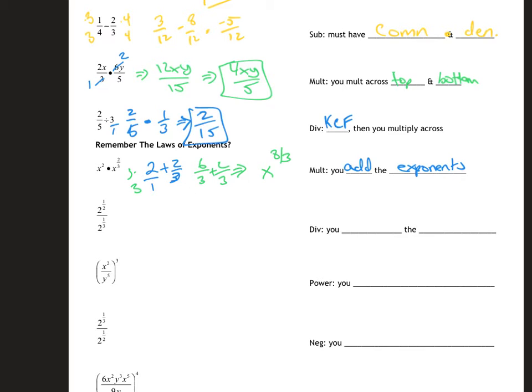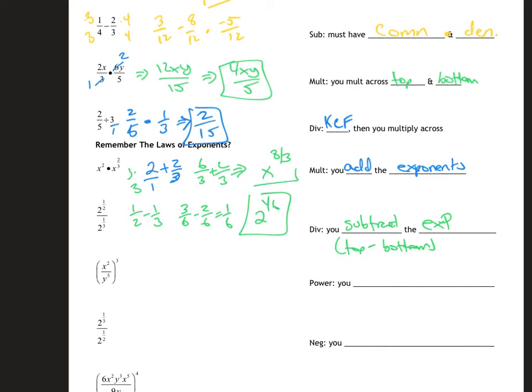When you divide, you're going to subtract the exponents. Remember, it's top minus bottom. So we're going to do top minus bottom. So I got 1/2 minus 1/3. So if I get a common denominator of 6, that's 3/6 minus 2/6. So I get 1/6. And we're going to leave that as 2 to the 1/6 power. Your base is always going to stay the same. You're just dealing with exponents.